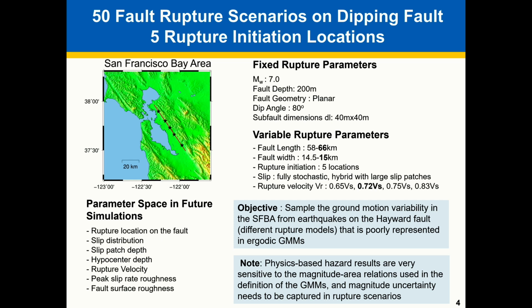So in the future, as we all realize, we need to have rupture models that will correctly reproduce the observed ground motion variability, which is not very well represented in our ground motion models. So we will rely on a parameter space which is going to be much broader than what it is right now, and that includes a list of parameters.